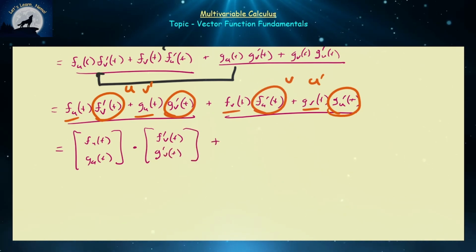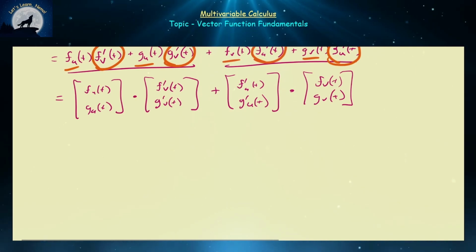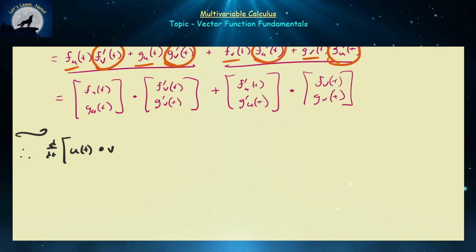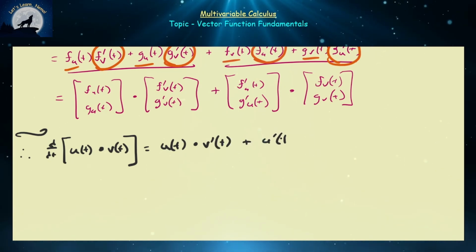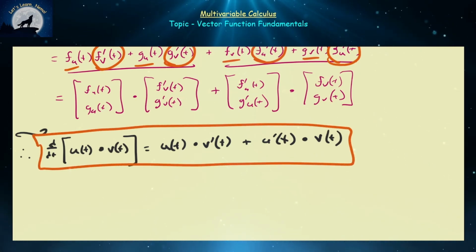And then plus, I can write this as f prime u(t), g prime u(t) dot product with f v(t), g v(t). So what is this? Well, this by definition is going to be what? So that means the derivative of u(t) dot product with v(t) will be equal to u(t) dot product with v prime(t) plus u prime(t) dot product with v(t). Right? Also keep in mind dot products are commutative, so you can exchange those orders if you want to.